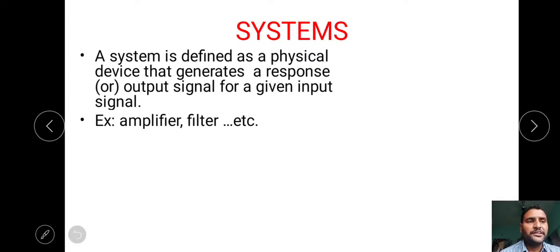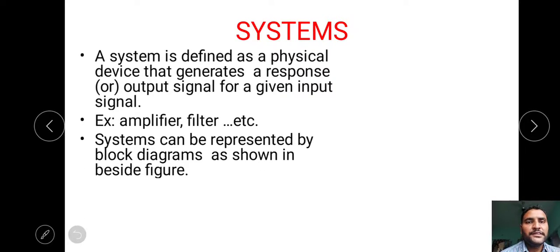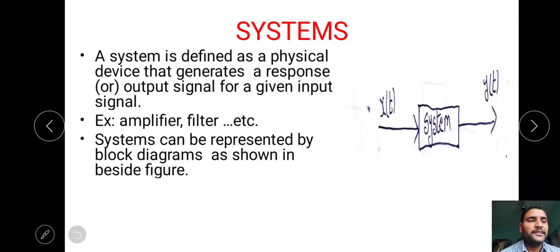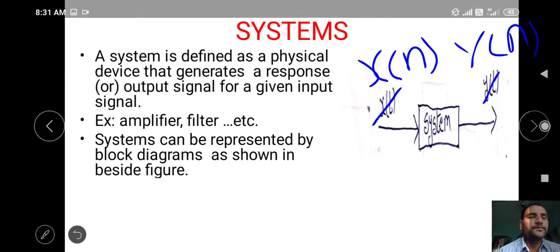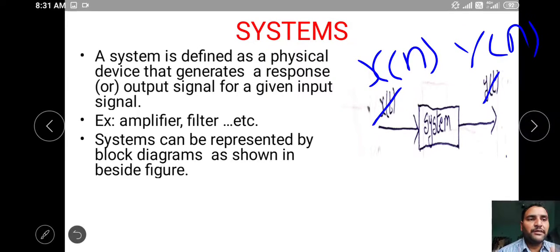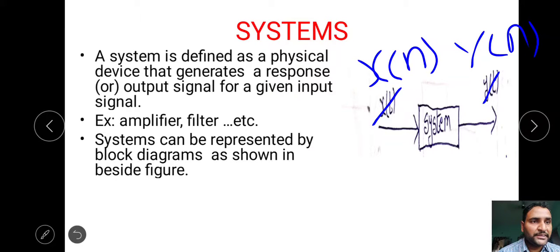Examples in ECE that we already studied: amplifiers, filters, all those are systems. Systems can be represented by block diagrams as shown in the figure below. Generally it's a continuous time system. Here we have discrete, so x of n is the input signal and y of n is the output signal. Every system must be represented like this. This is a block diagram representation of a system. Just draw a block for the system, with input signal x of n and output signal y of n, because it's a discrete time system.